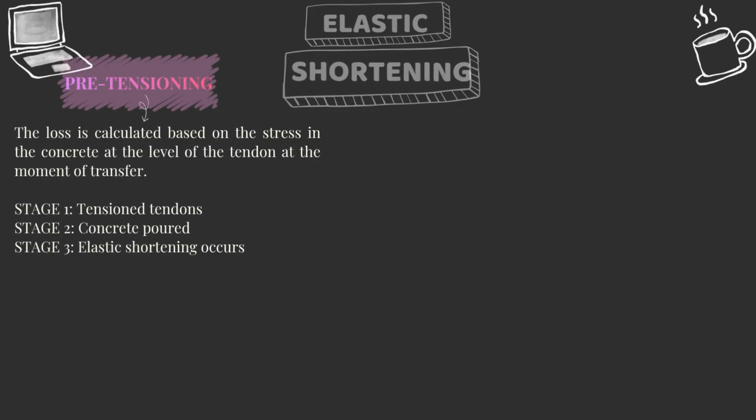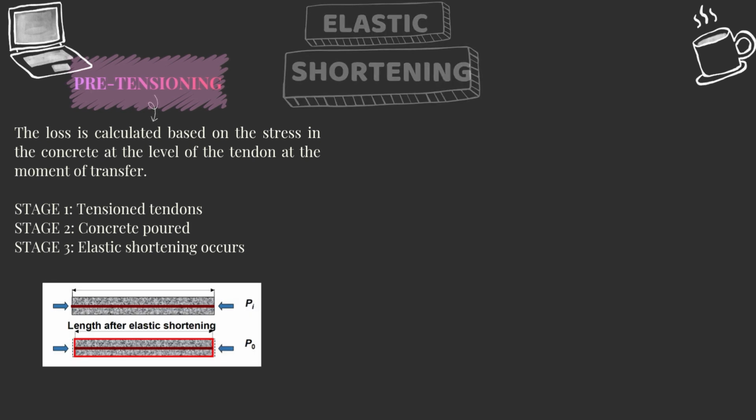In pre-tensioning, the tendons are tensioned first and then the concrete is poured around them. Once the concrete hardens and the force is transferred, the concrete shortens, and the shortening causes a reduction in tendon stress. The process can be summarized in three stages: tendons are tensioned, concrete is poured, and elastic shortening occurs.